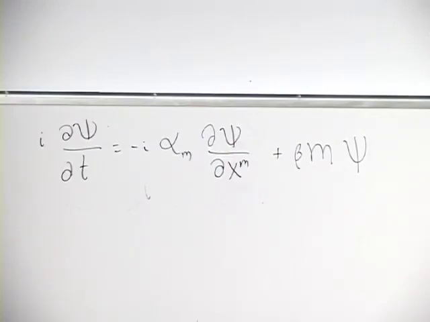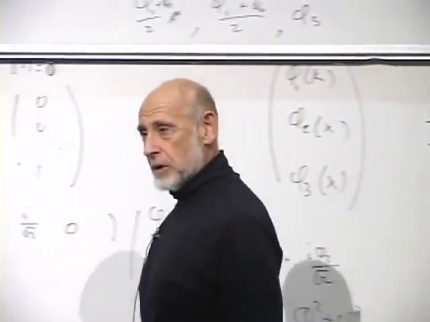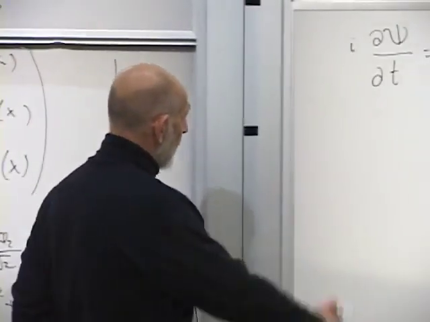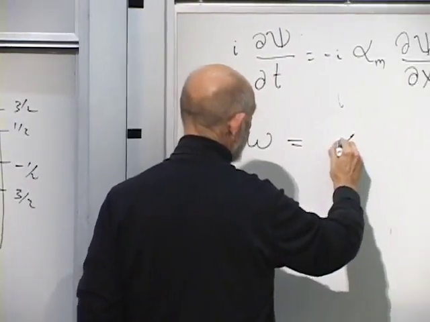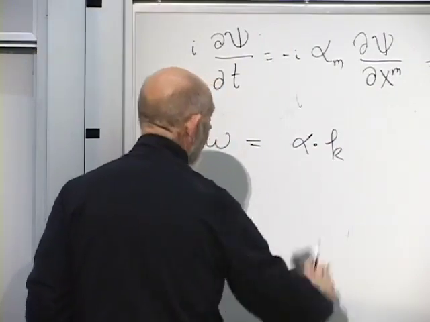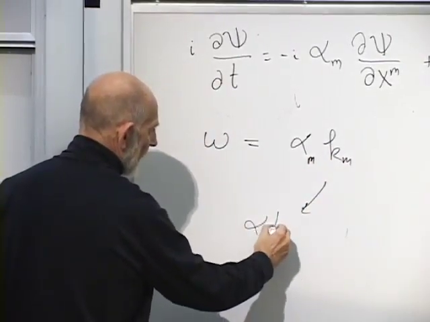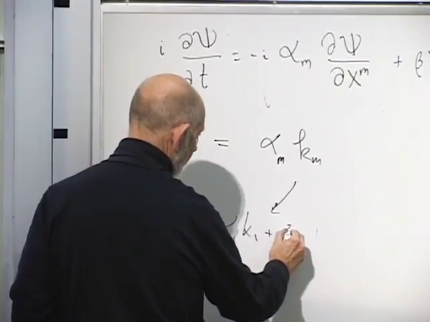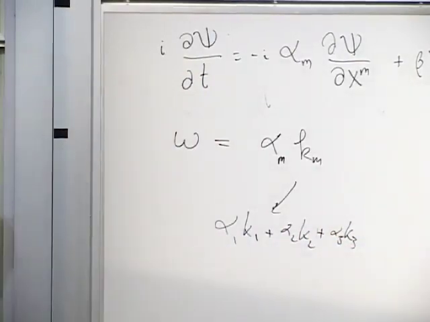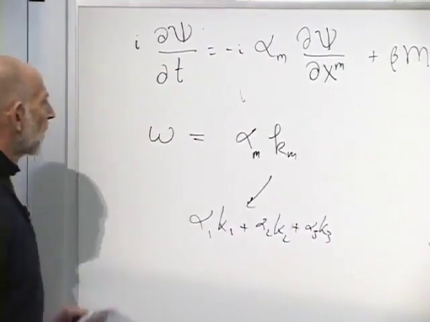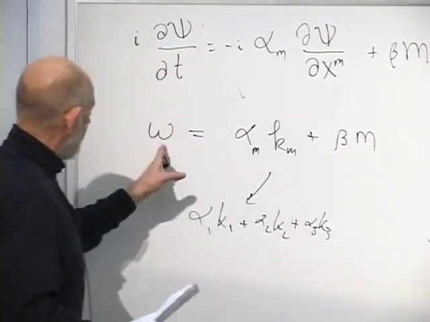And let me remind you what the conditions on the matrices alpha and beta were. The condition was that the frequency, let me write this in a different way. This is frequency is equal to momentum alpha dot k, we can write it this way, or just alpha m km. This is the same as alpha 1 k1 or alpha x kx plus alpha 2 k2 plus alpha 3 k3, which is the same as alpha x kx, alpha y ky, alpha z kz, all right, plus beta m. This is shorthand.